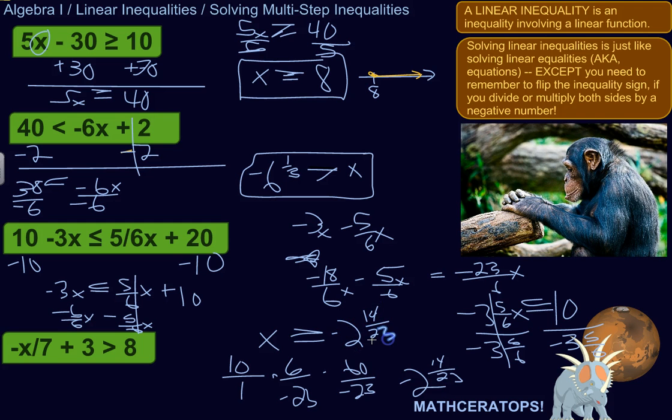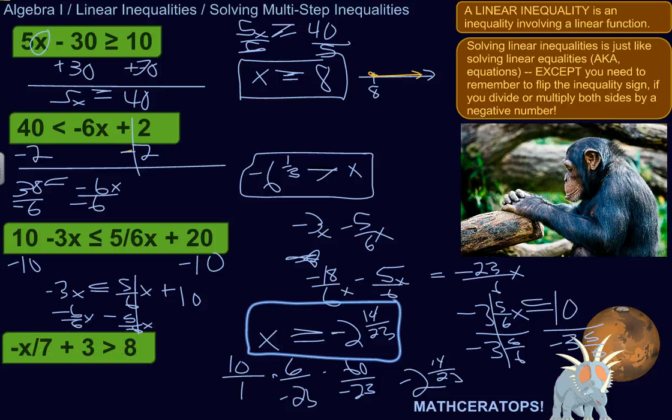Lots of fractions flying around today, but I thought this might be a little too boring if all we're doing is the same kind of steps of solving linear inequalities as solving linear equations. So that's a little extra for you. So x is greater than or equal to negative 2 and 14/23rds. You can turn that to a decimal. Whatever. I like fractions, I guess.